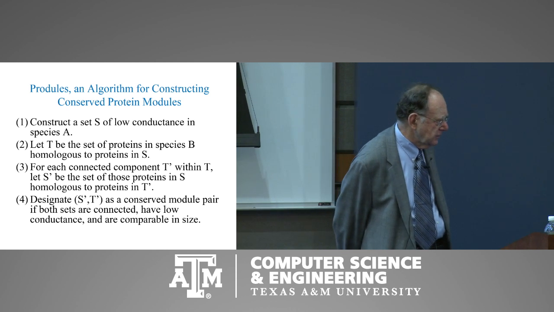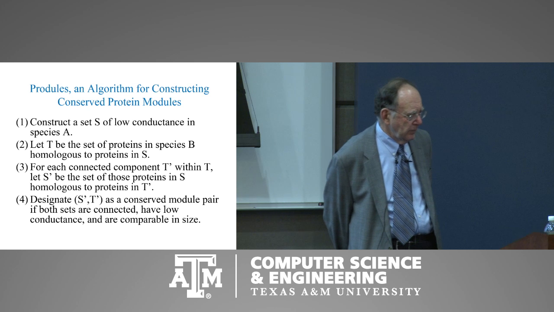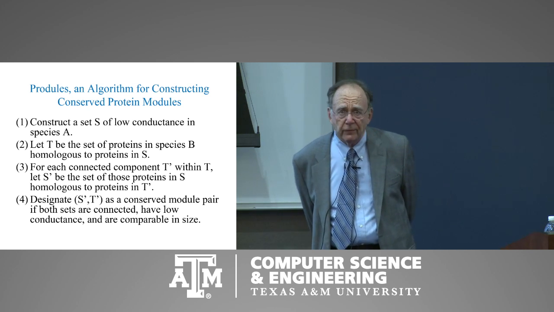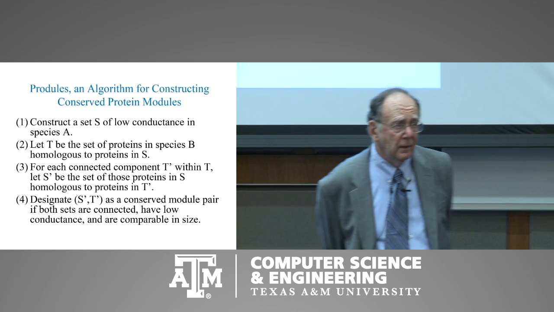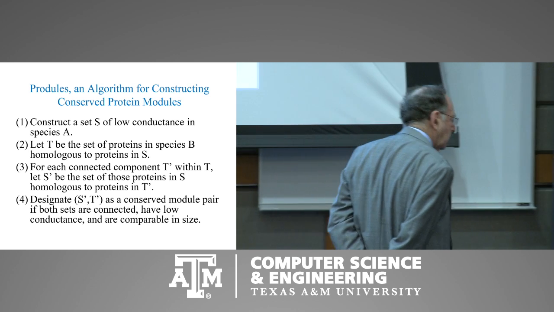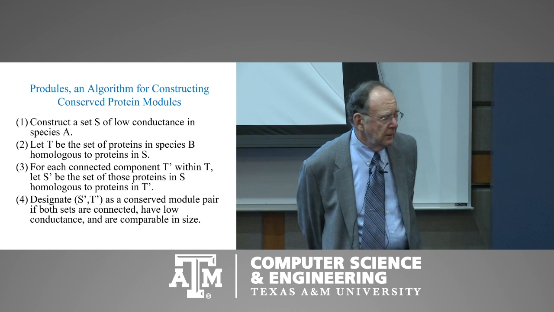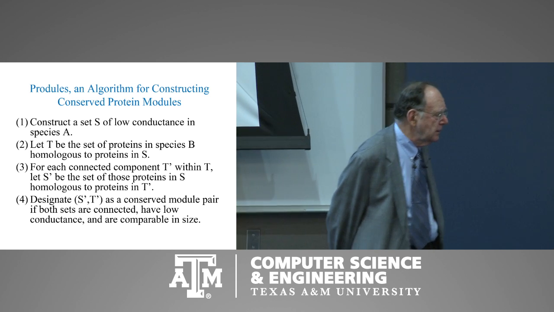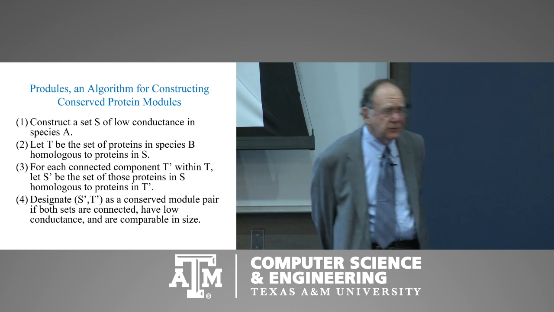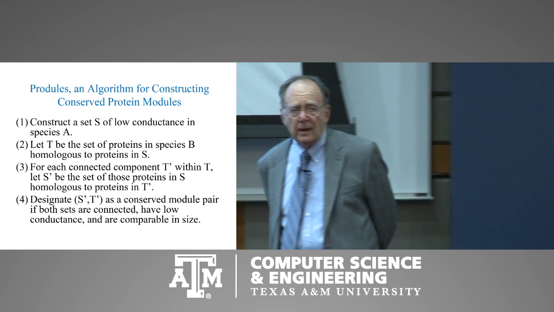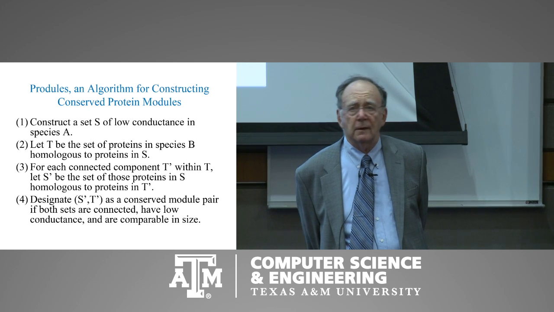So what we first do is to construct connected sets of low conductance in the first species. These are putative modules in the first species. Once we've constructed them, we might look at the annotation of the proteins within them to see if they satisfy the test of having consistent annotation. And this would give us a set of candidate modules in species A, and now we want to find their counterparts in species B. And so the basic problem that this program attacks is the following. Given a module in species A, find a module in species B which contains homologous proteins to the proteins in the first species.